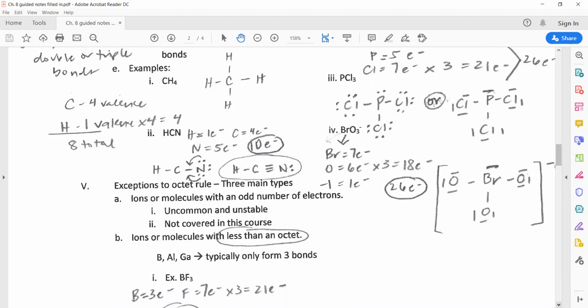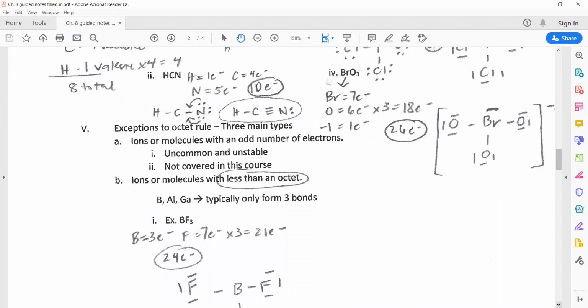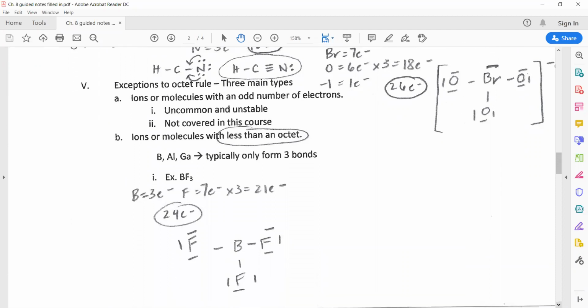There are some exceptions to the octet rule. We've already talked about hydrogen being one of those, because hydrogen only wants a total of 2 electrons and then he's done. But we also can have more than 8, and some atoms want less than 8. We'll talk about it. The first one here is one that we will not cover. If you come up with an odd number of electrons, you have done something wrong. So we will not talk about molecules with an odd number of electrons. They do exist, but they're really unstable. They react very quickly. We won't talk about them.